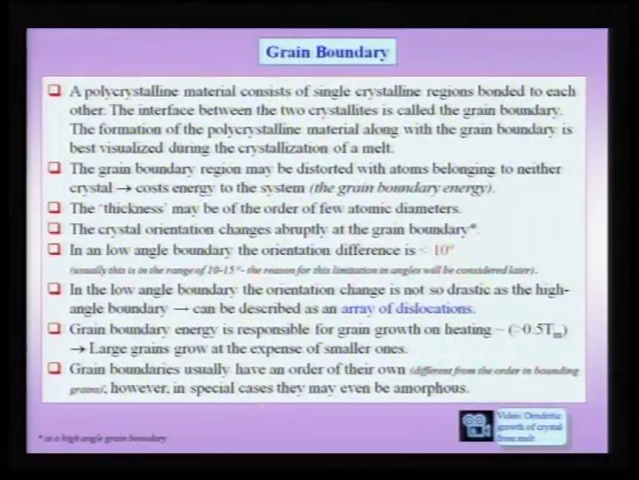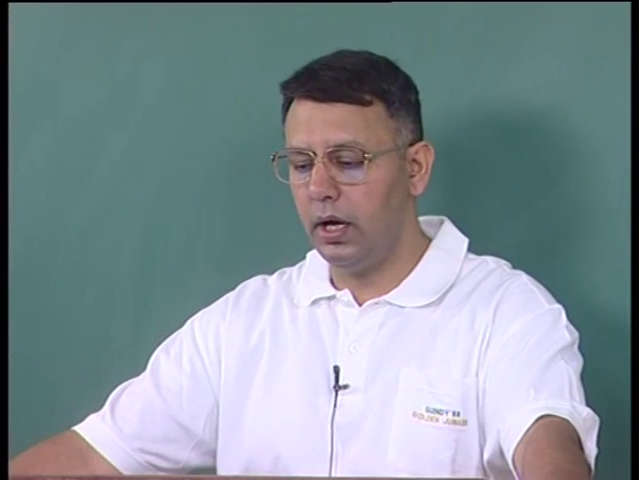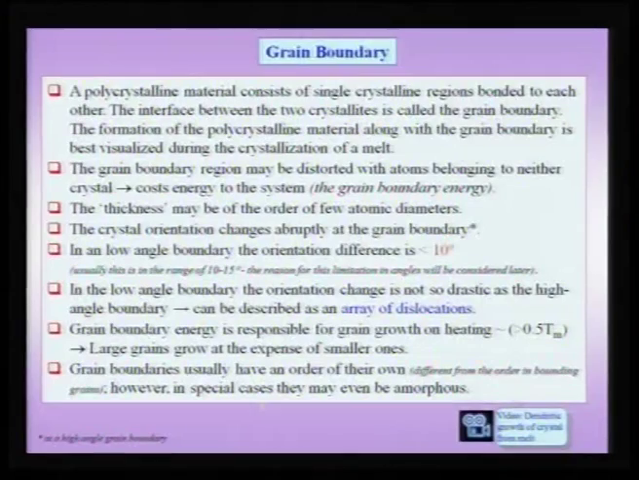Typically, if I take a piece of aluminium or a piece of copper wire, it is a polycrystalline material. This polycrystalline material has single crystalline regions which are bonded to one another, and the interface between these two crystallites is called a grain boundary. Typically, a grain boundary is considered a two-dimensional plane or surface, but of course, in reality, the grain boundary region can extend a few atomic diameters into either of the bounding crystals.